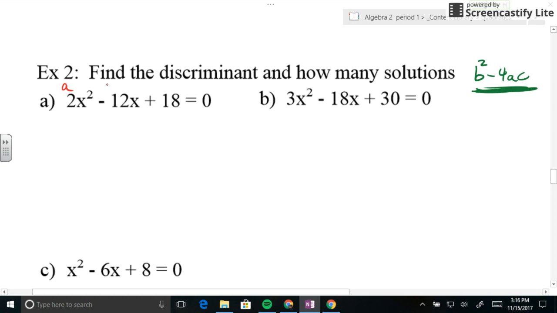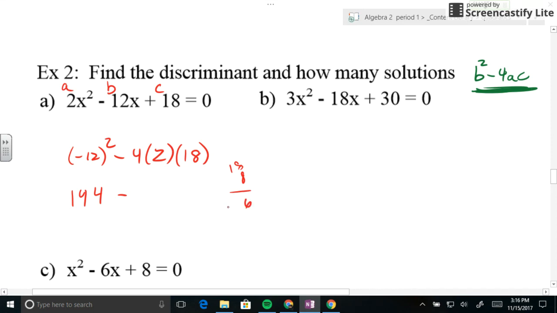So it's just like the last one where I needed the ax squared plus bx plus c equal to 0, which I have. So now I just do the b squared, which is negative 12 squared, minus 4 times a times c, which is 18. And then I just do the math. So when I do negative 12 squared, I get 144. When I do 8 times 18, we get 136. And we subtract 144 minus 136. And that gives us 8.